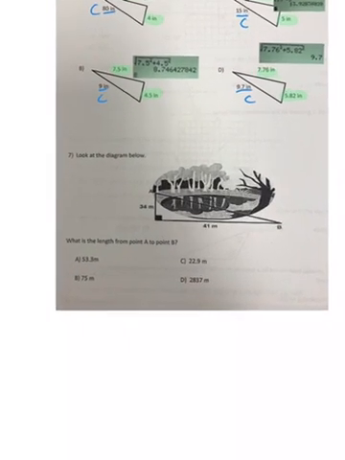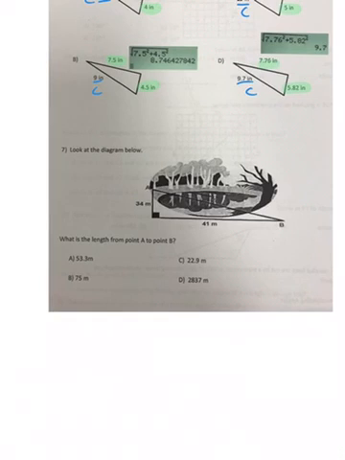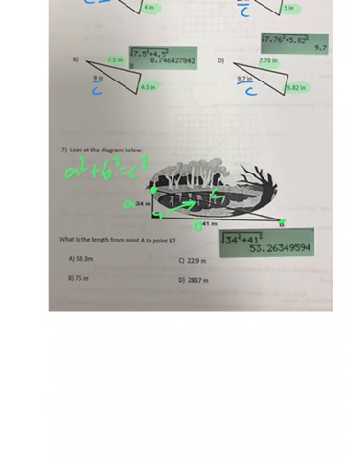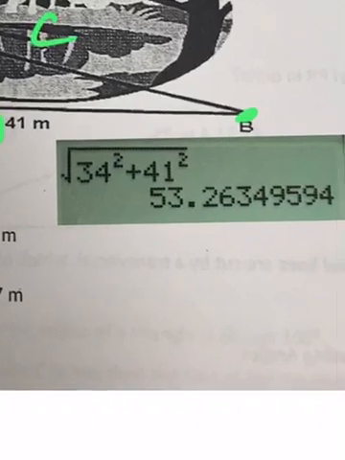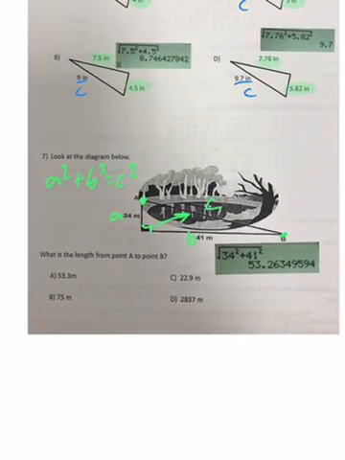So now on to number 7. It says, look at the diagram below. What is the length from point A to point B? Well, there's clearly a right triangle there. All we're going to do is plug this into the calculator and solve from there. So a squared plus b squared equals c squared. We're going to call this side A. I'm going to call this side B. And clearly this is side C because it's opposite of the right angle. Plug those numbers in, see what you get. Again, I did all of this in the calculator. Here's the work that I did. That's more than enough to get you the correct answer.